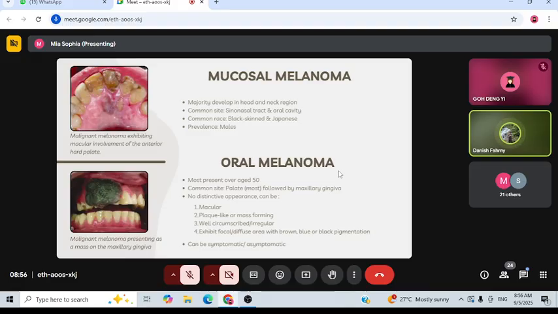Next is oral melanoma. The example picture is a malignant melanoma presenting as a mass on the maxillary gingiva, present over age 50. The common site is the palate, followed by the maxillary gingiva, and there is no distinctive appearance. It can be macular, plaque-like, or mass forming, well circumscribed, exhibiting focal or diffuse areas with brown, blue, or black pigmentation, and it can be symptomatic or asymptomatic.